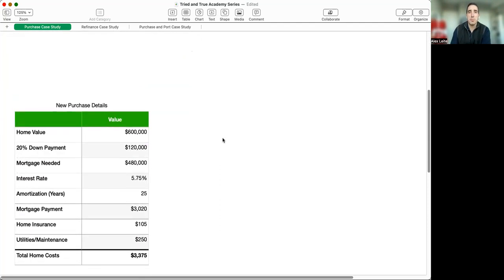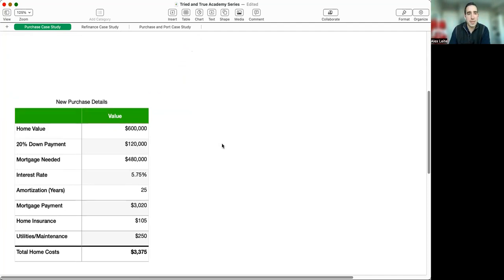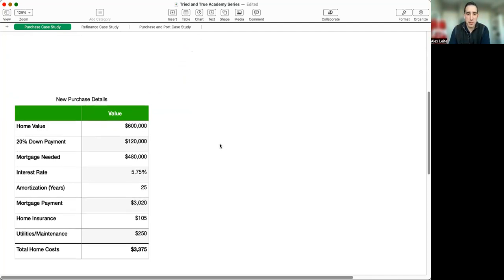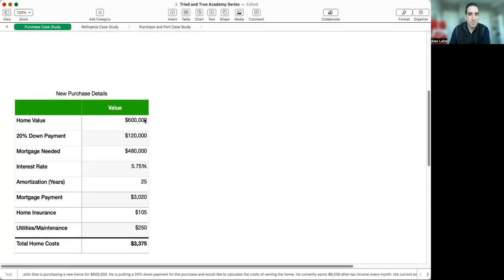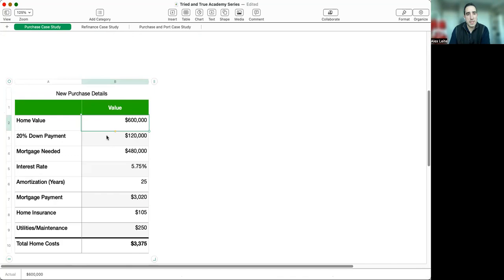Alrighty, so new purchase. So what is it actually going to cost to own this home? So he's purchasing, like I said up here, for 600,000. 20% down payment on 600,000 is $120,000. Now just remember, whenever you're purchasing a property, you don't just have $120,000. You're going to have some legal and land transfer taxes if you're in Ontario, Canada.